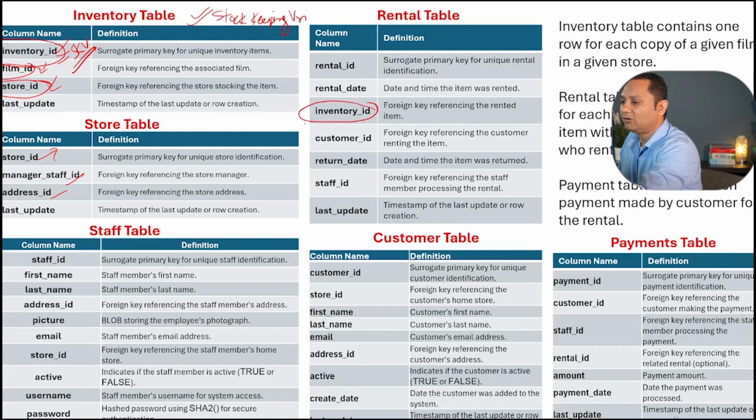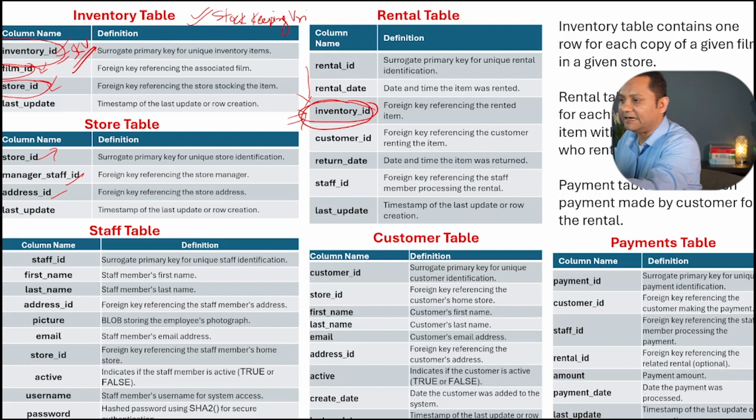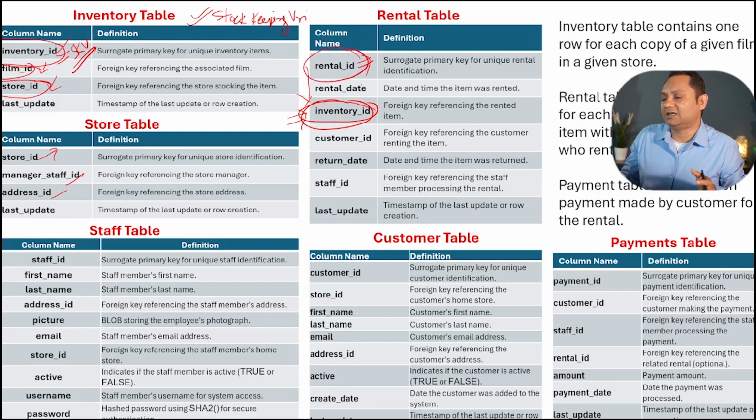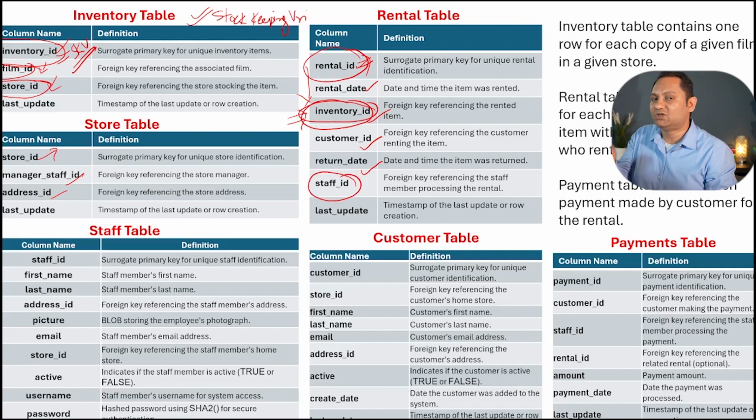In the rental table, you have the inventory ID. So one particular stock keeping unit that we talked about, what's the rental ID associated with it? Because every time the same movie can be rented by different people, right? So every transaction is uniquely identified by rental ID. So here you think of rental ID as a transaction ID. On what date that rental happens, what inventory, by what customer, what is the return date for that transaction, and what is the staff ID.